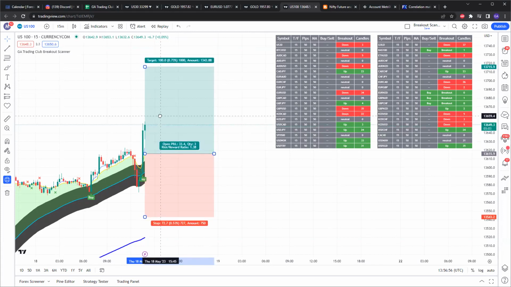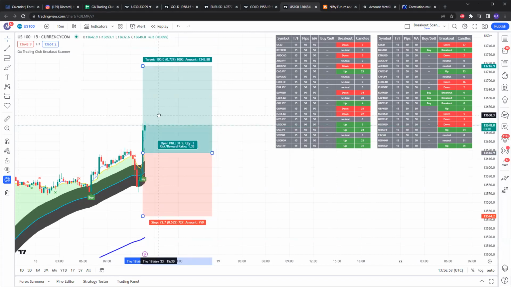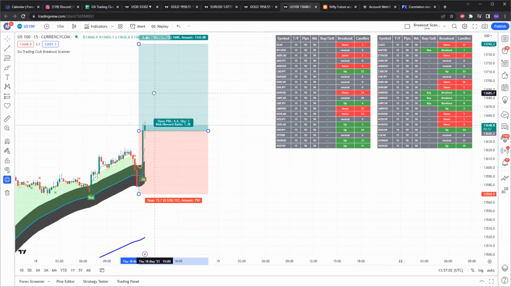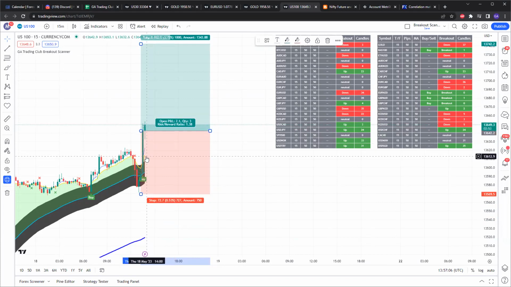So that's why I'm saying for a buy on NAS, if you want to be safe, wait for the retest of the 9 EMA on the 15-minute time frame. If you can stomach drawdown up to the 9 EMA, which would be about 50% of your stop loss, go ahead and jump in.